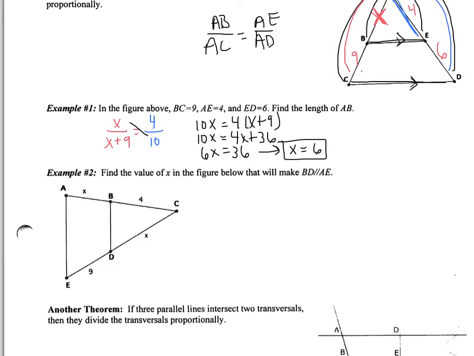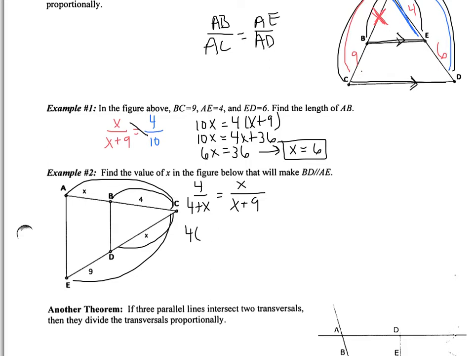So looking at example 2, it says find the value of x in the figure below. That will make BD parallel to AE. Okay, so small side is 4 over large side is 4 plus x equals small side is x over large side, which is x plus 9. Okay, this one is going to be more difficult, so stick with me.